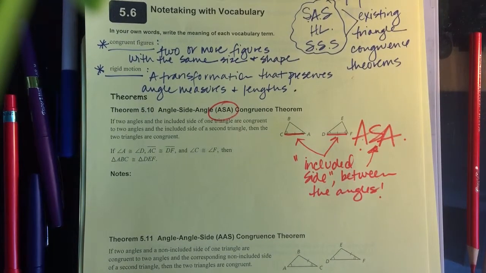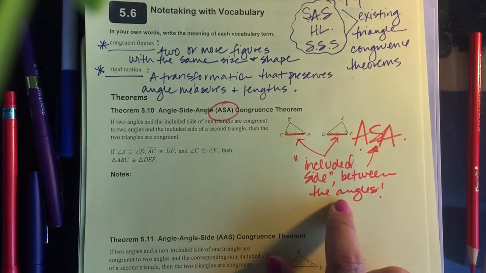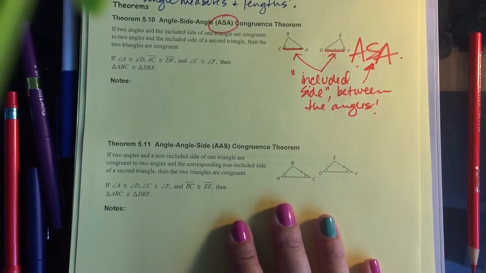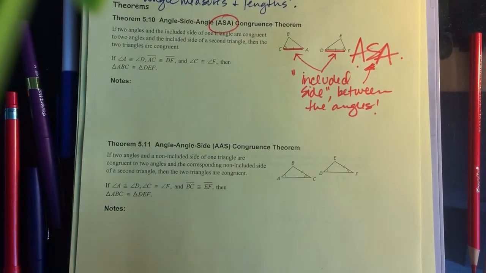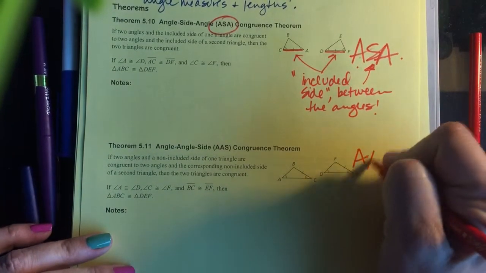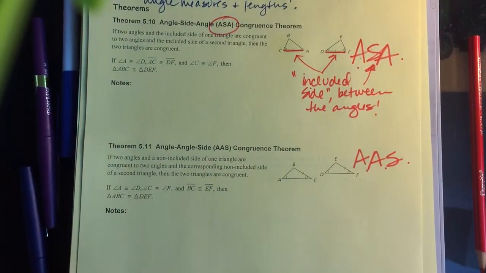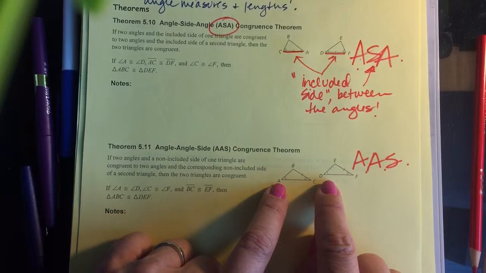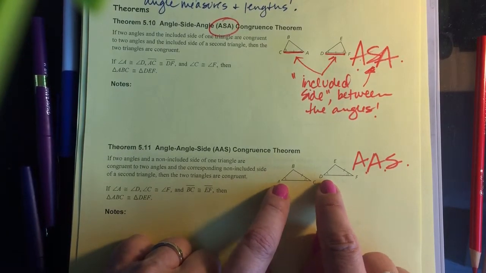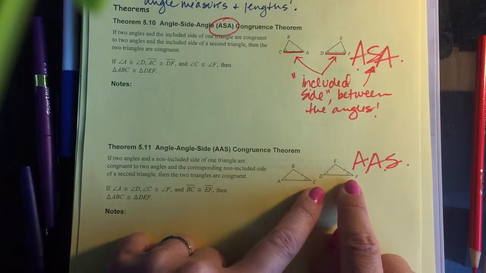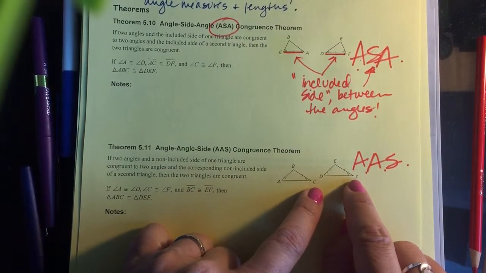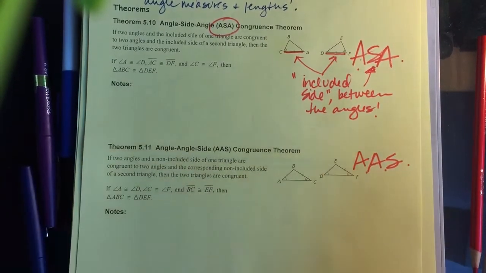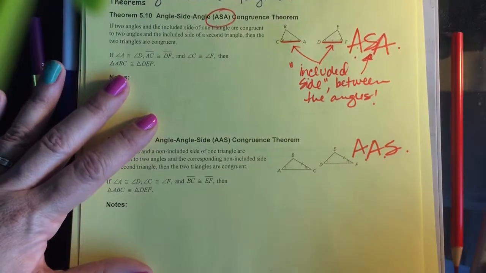If you take a look at our next one, now we have SAS, HL, SSS, and then we have this one, angle, angle, side. If two angles and a non-included side. I think about these like this: if I have my fingers here, a pair of congruent angles, another pair of congruent angles, and then the side that they have in common. Angle, angle, side.